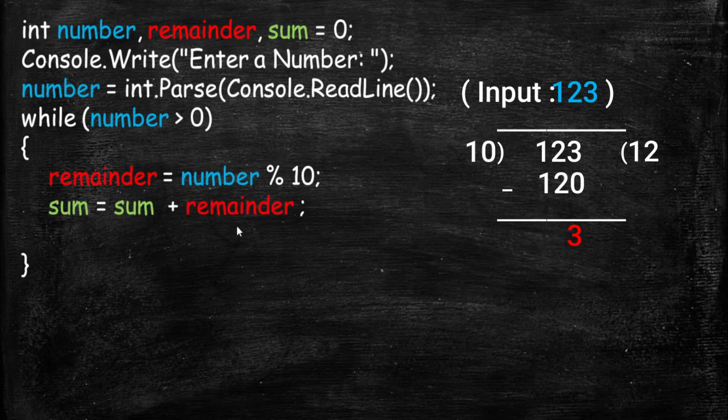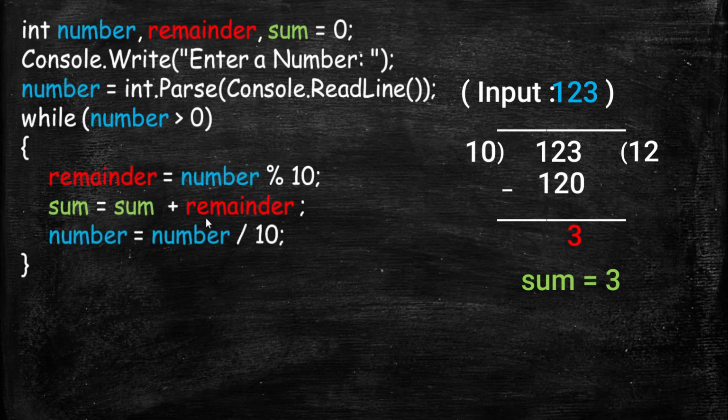Then we are adding that remainder to the sum variable. You can see the initial value of sum is 0. If we add the remainder, which is 3, to it, the sum will become 3. Then we are just dividing the number by 10. This line of code will remove the 3 from the original number. So our number was 123 which the user has entered, and by using this line of code we remove the 3 from it. Basically it is dividing the number, which is 123, by 10.